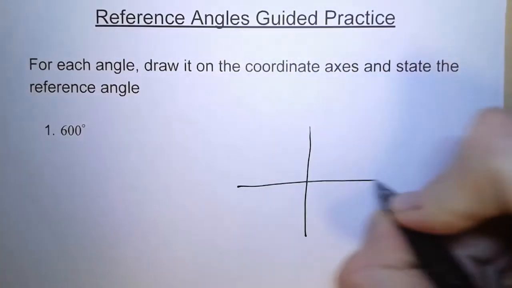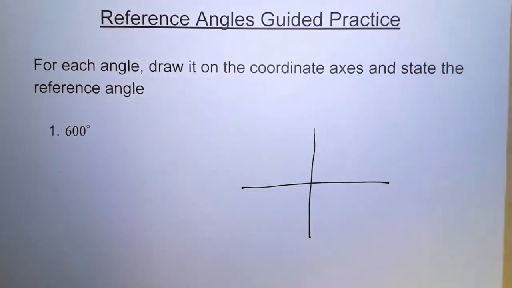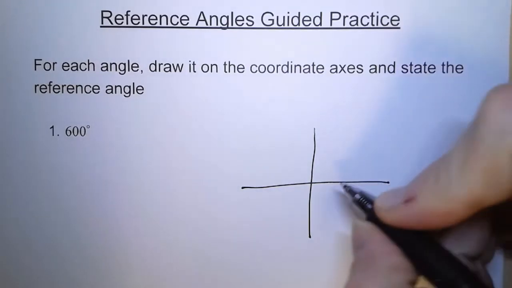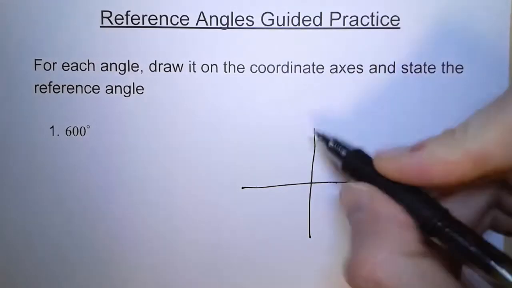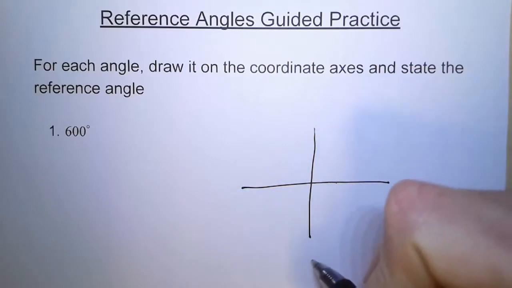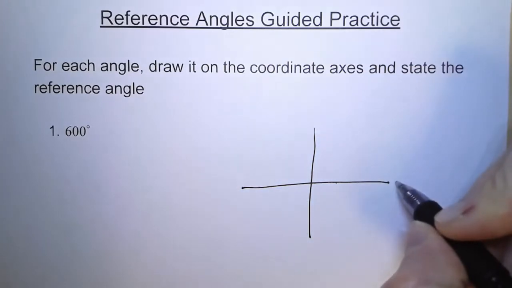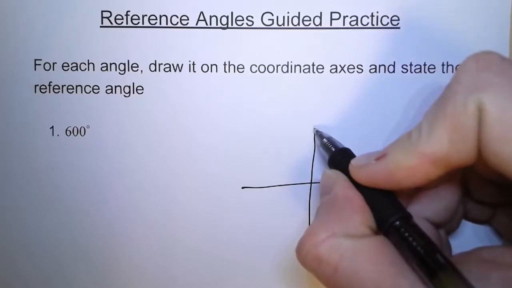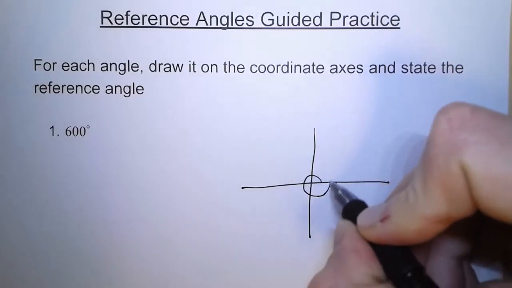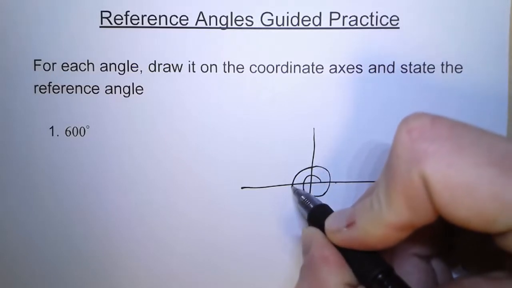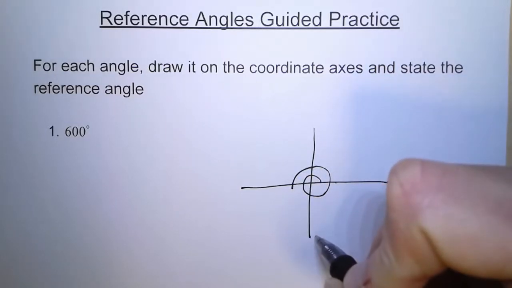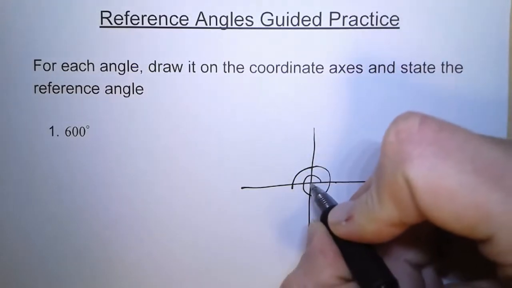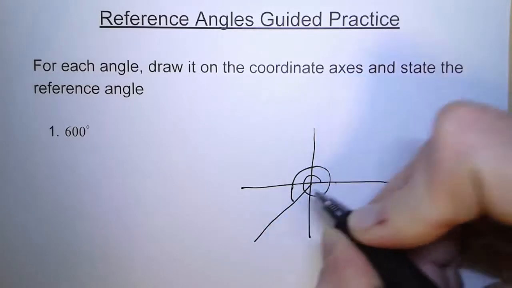So first let's sketch out what this angle looks like. 600. Well, it's definitely past 360. Let's see, 90, 180, 270, 360. What if we kept going? This would be 450 if we kept going past that. Next would be 540. Got to keep going. This one would be 630. Hey, wait a minute. That's too far. So 600 is right here.